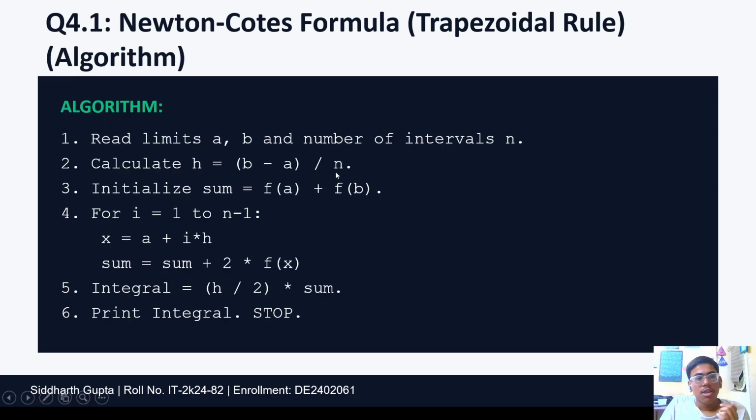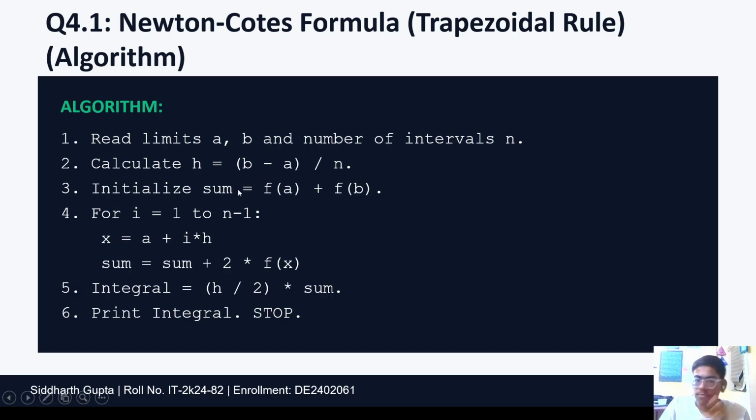Now writing the algorithm for the trapezoidal rule. It is very simple. We will read a, b, the limits from where we have to integrate, and the number of intervals, that is n. We will calculate h, which will be equal to b minus a by n. As you all know, b is the upper limit, a is the lower limit, and n is the number of intervals. We have calculated h in this way.